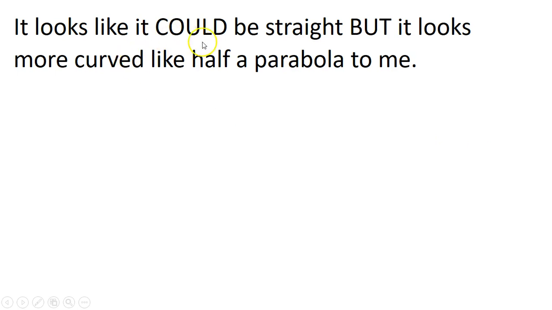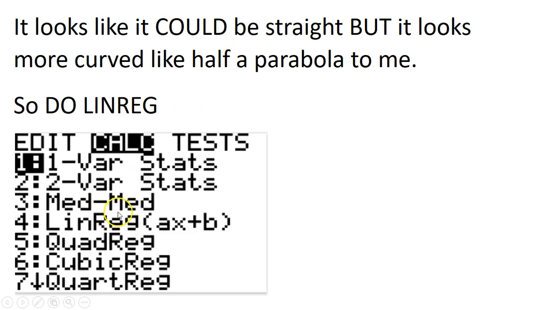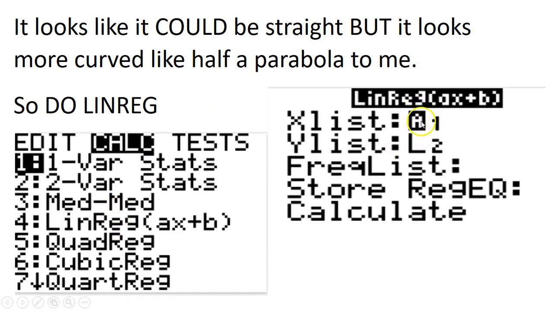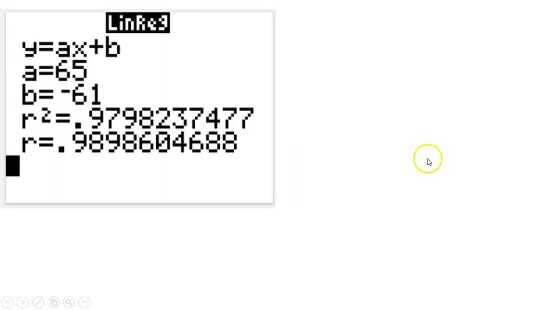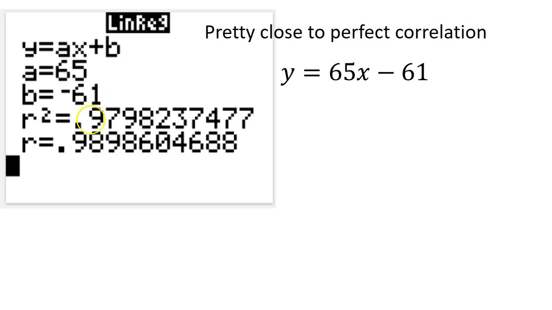It looks like it could be a straight line, but it also looks like it could be a little curved. So we do the line reg, because if I do line reg, it will store that regression line for me, L1 and L2. So I can calculate it. And this looks pretty close to a regression line. It looks pretty perfect that I could just use that, and that should be the predicted line. So again, there should be a hat over that.